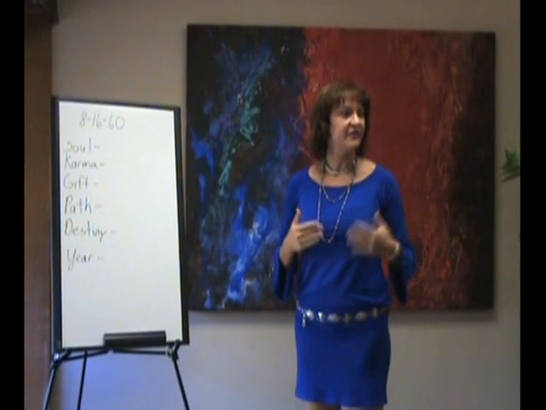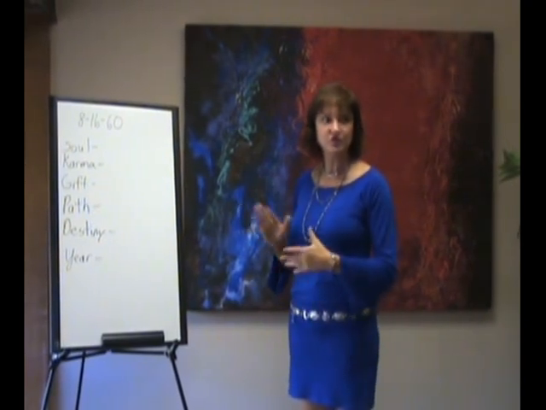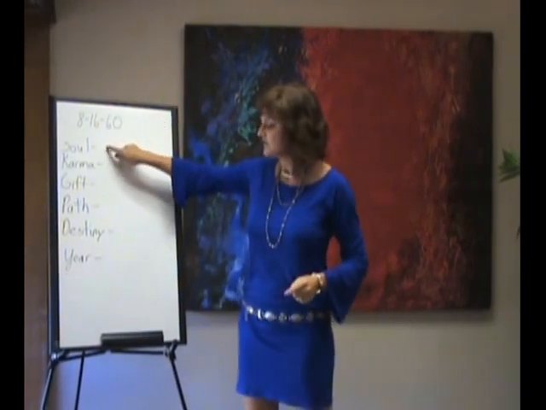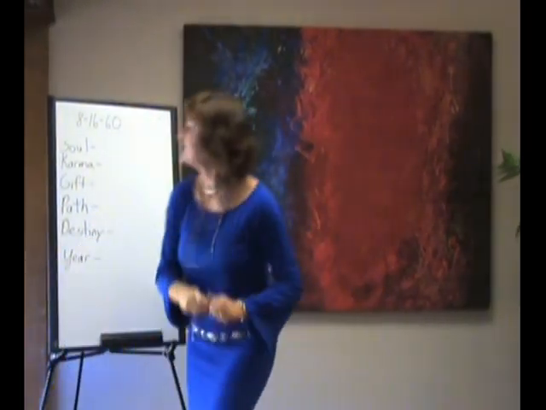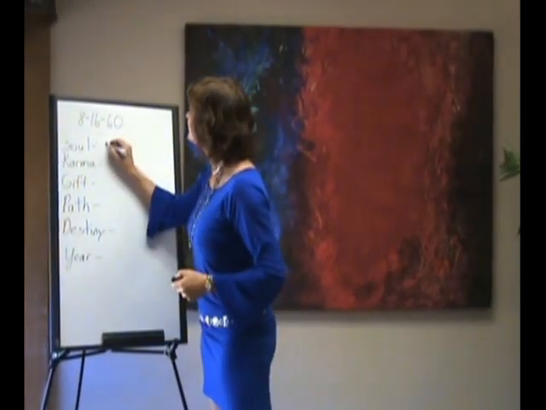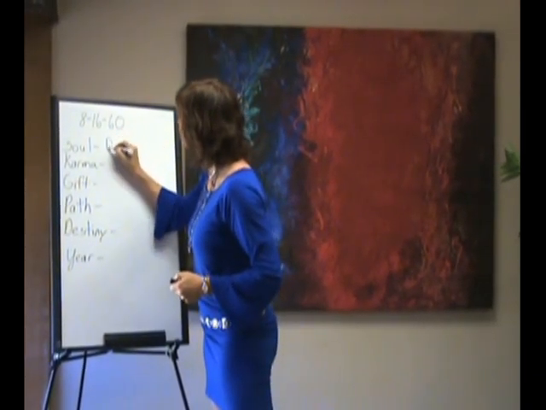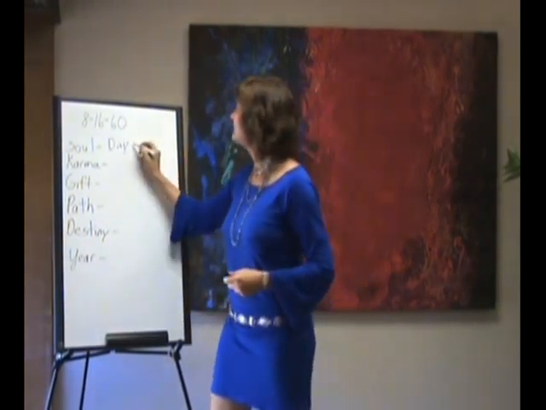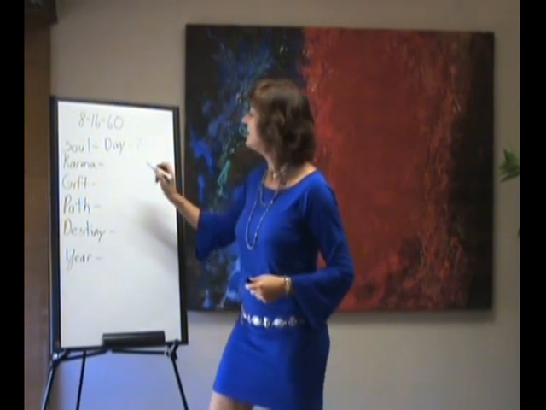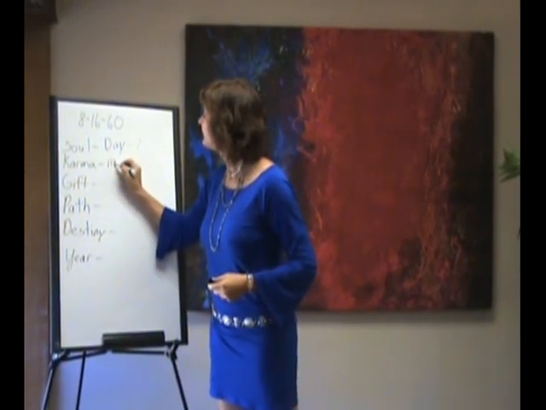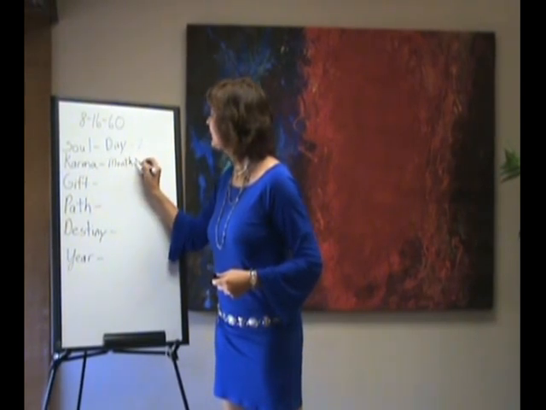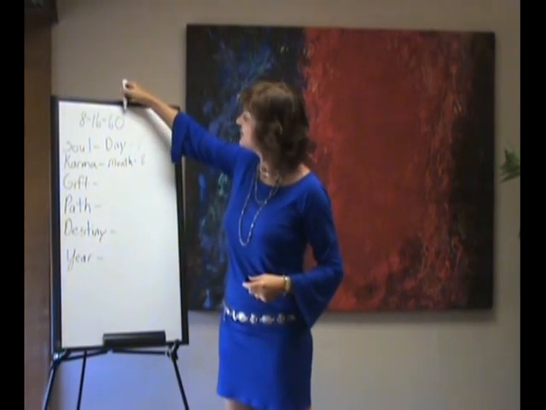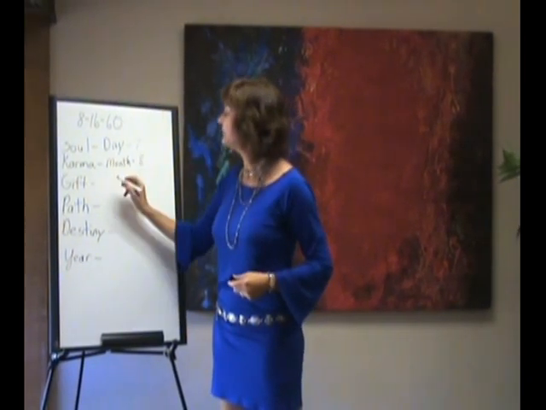Basic structure of how to put together a yogic numerology pattern. What you do is you look at the date, and the soul number becomes the day. So the soul number is the day. So if you add the 1 and the 6 together, you get a 7. The karma number is the month. And in this case, it's an 8. The gift number, again, is the last 2 digits of the number added together.